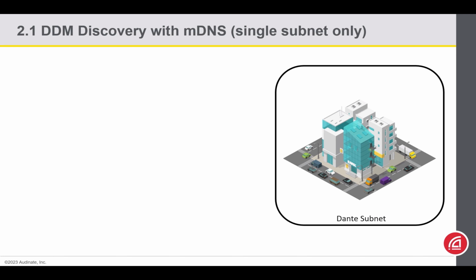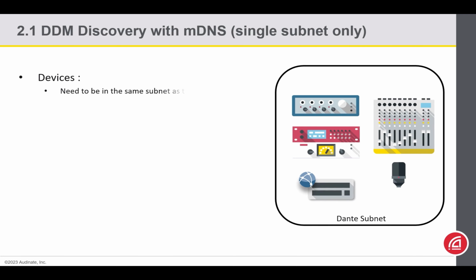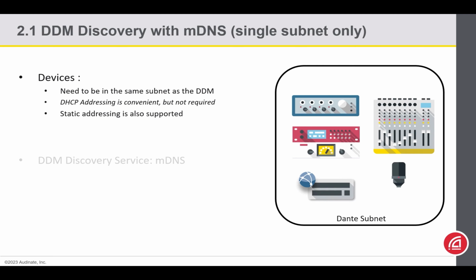We have just looked at the process for manual enrollment. Now, let's move on to the automatic discovery options. In single subnet systems, where both the DDM server and the devices reside in the same subnet, we can use link-local or a DHCP server for addressing the devices along with mDNS for discovery. We've already talked about manually enrolling devices when they have static IP addresses.